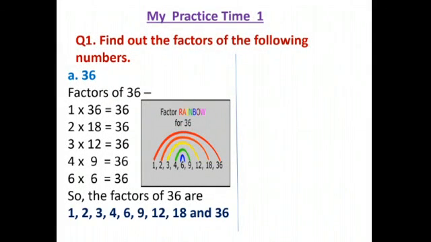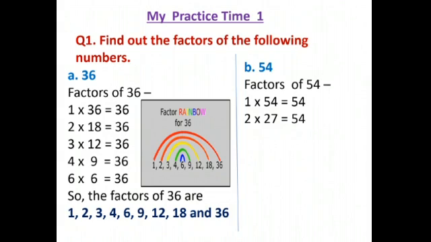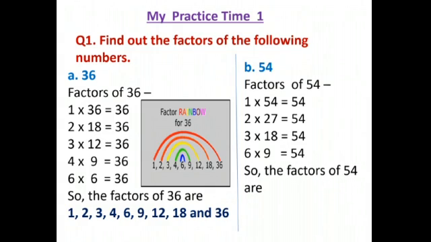Okay, in the same way you will find the factors of 54. Here the factors of 54 will be 1 into 54 equals to 54, 2 into 27 will be 54, 3 into 18 is equals to 54, 6 into 9 equals to 54. So the factors of 54 will be 1, 2, 3, 6, 9, 18, 27 and 54. Okay, so we will write here factors of 54: 1, 2, 3, 6, 9, 18, 27 and 54.